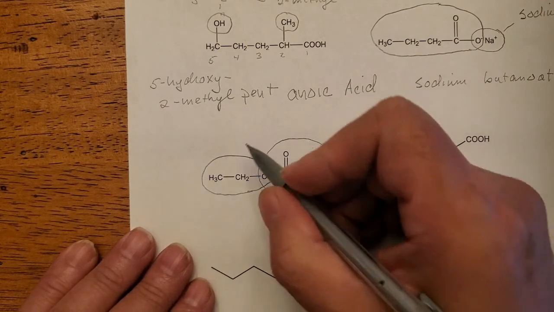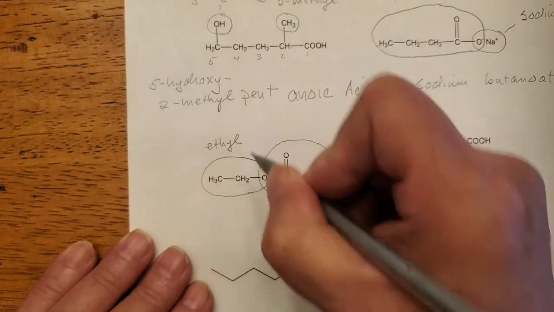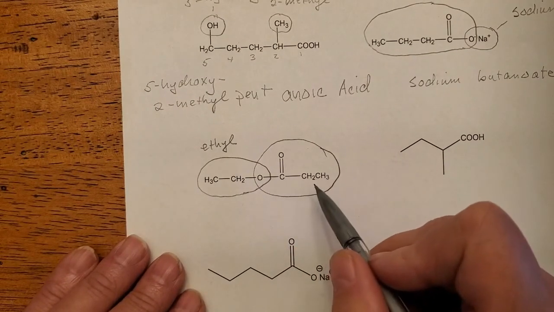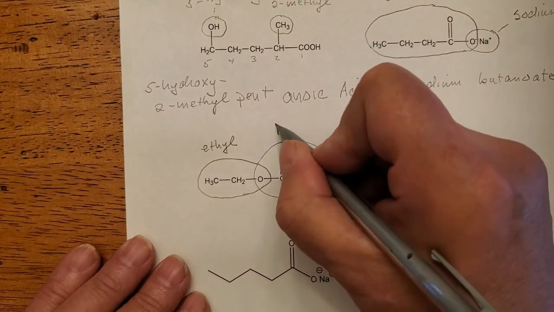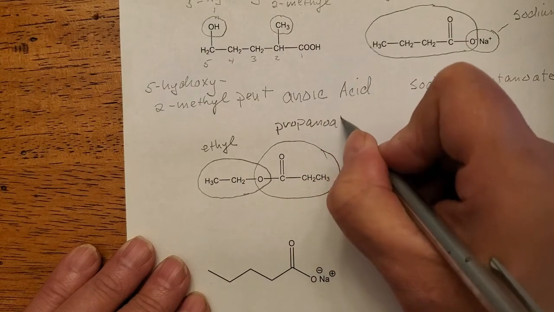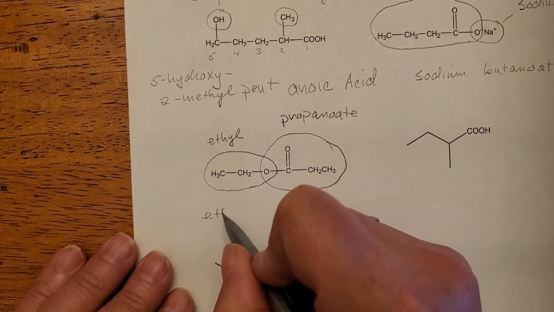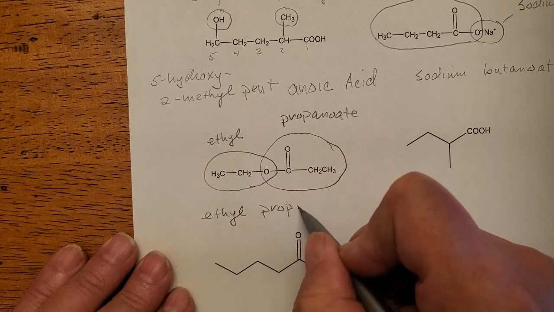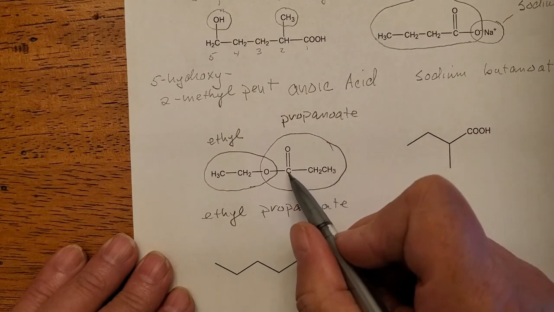The alcohol portion is going to be ethyl, 1, 2 carbons. And the acid portion is going to be named after 1, 2, 3 carbons. So that's going to be propanoate. So this is ethyl propanoate. Propanoate because it's 3. 1, 2, 3.